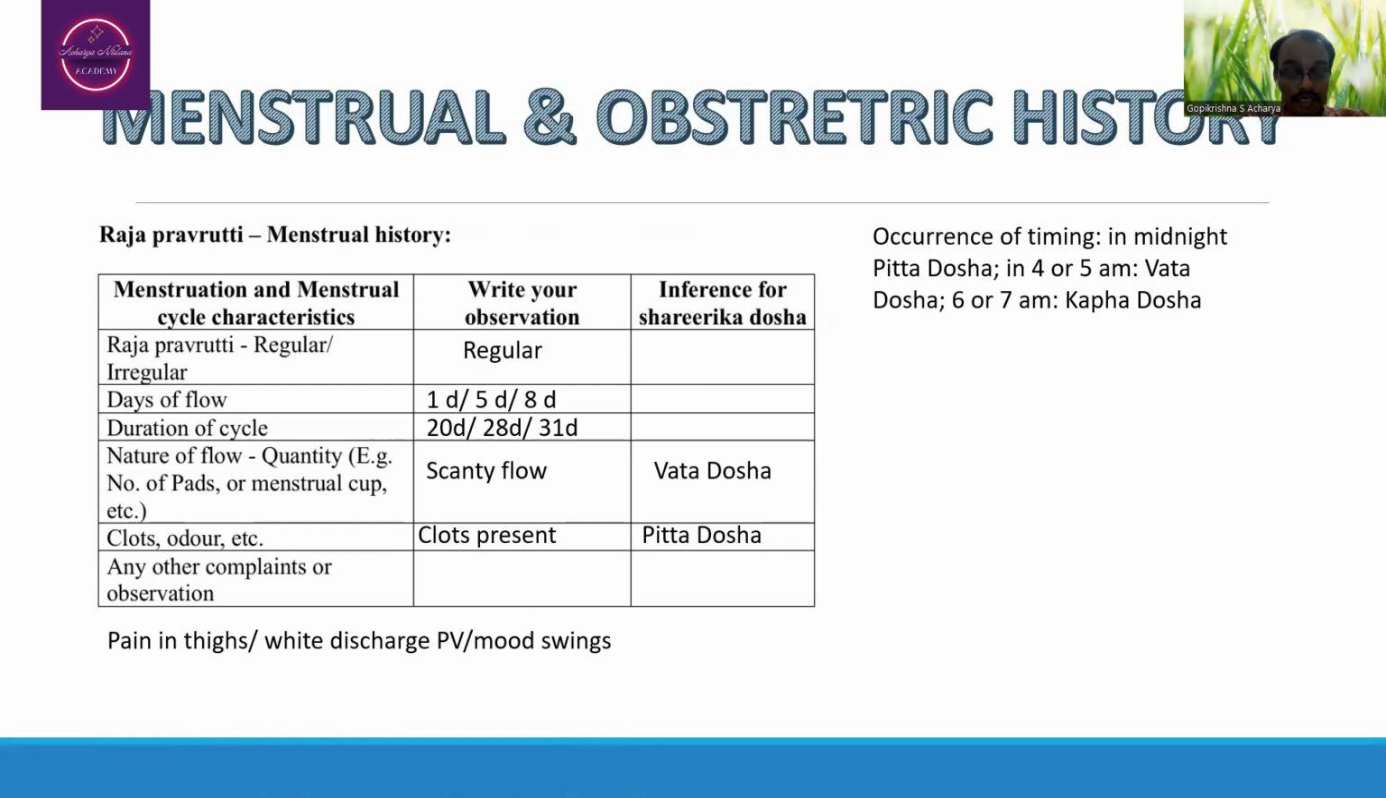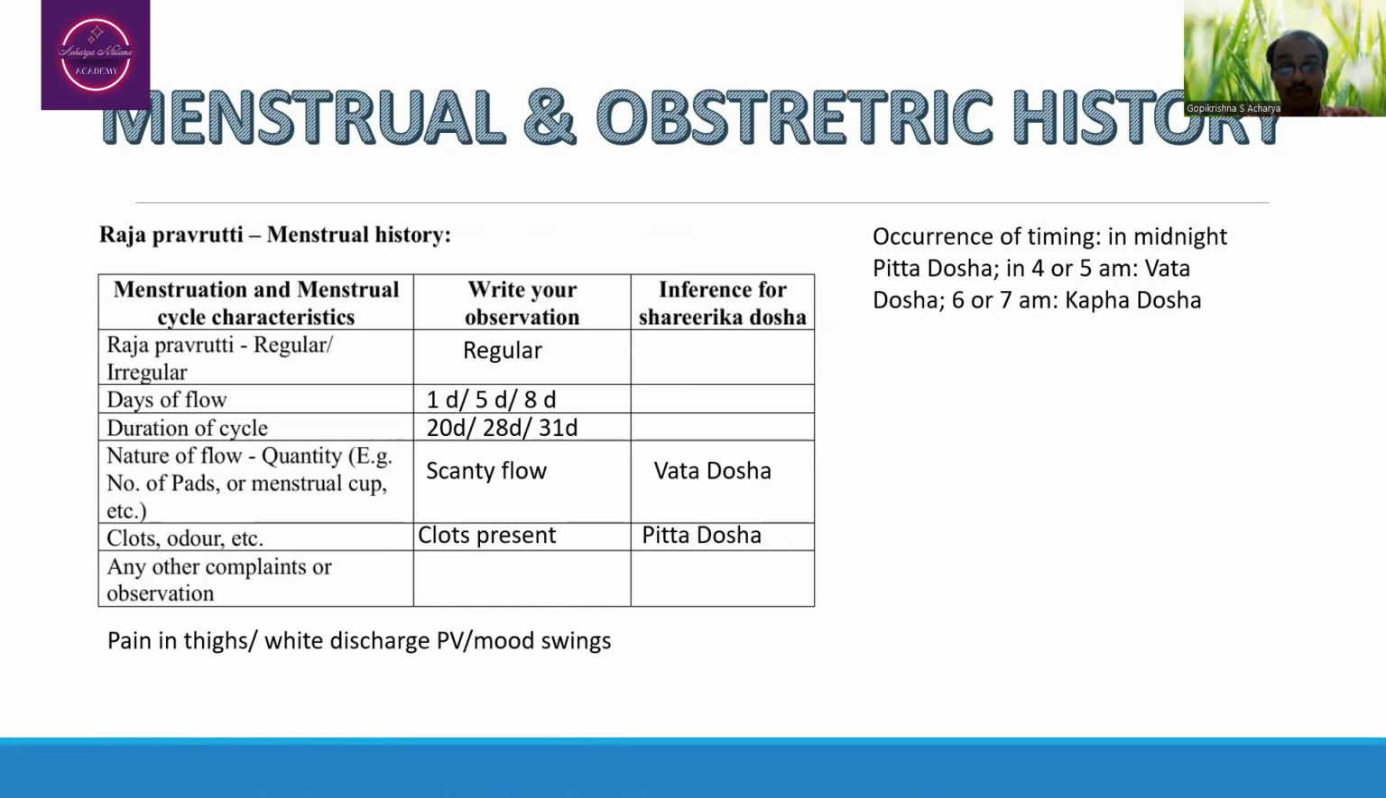If that is regular, in the sense regarding the days of the flow, how many days the menstrual flow will be, whether it is 1 day or 5 days or 8 days or more, that should be recorded.